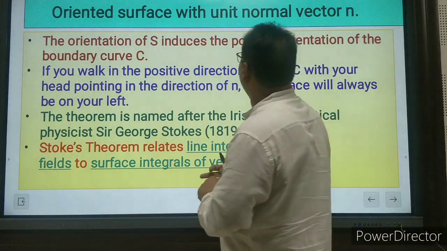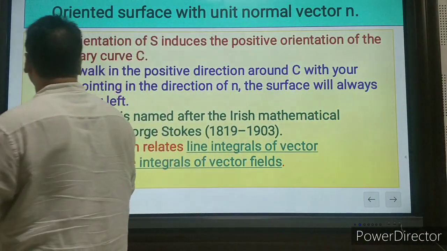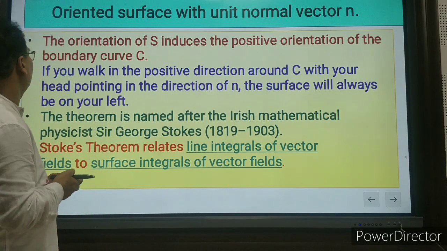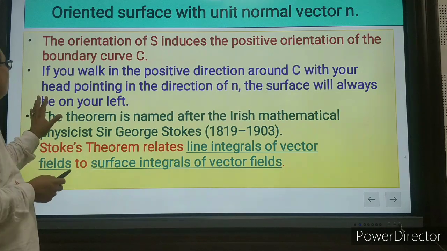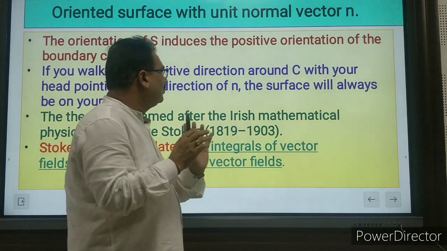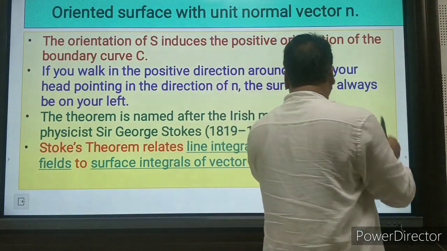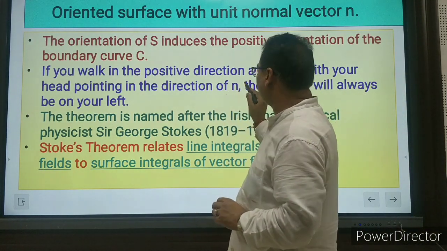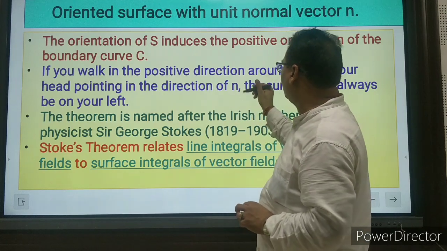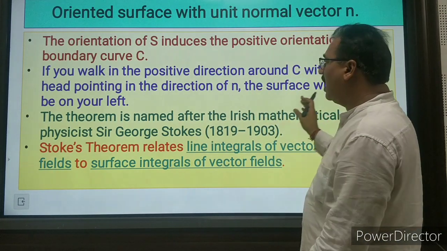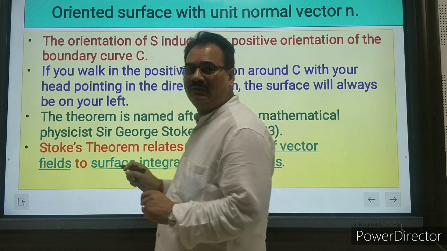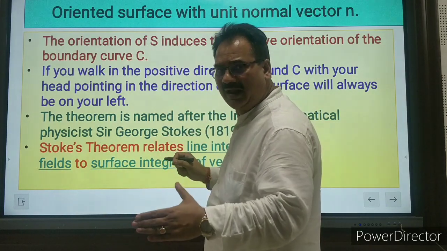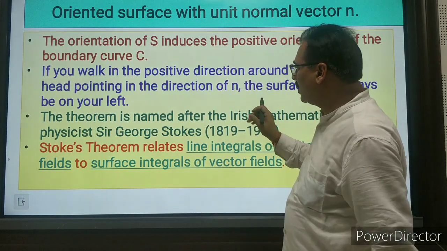Now, take an oriented surface with unit normal vector n. Then the orientation of S induces the positive orientation of the boundary curve C. If you walk in the positive direction around C, with your head pointing in the direction of the unit normal vector upward, which I will show in the figure, then the surface will always be on your left. Okay, so this is already there.